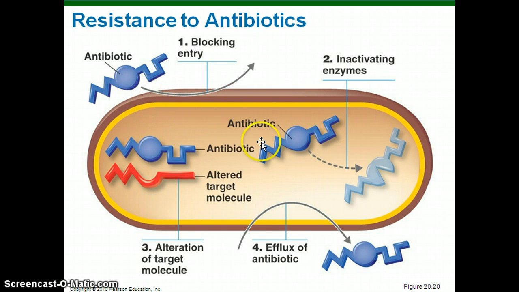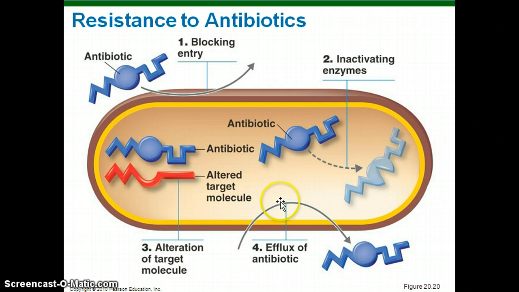Another thing it can do is it can inactivate enzymes. So the antibiotic does get into the cell, but the bacteria then can just make it not work. So it's inactive, the enzyme doesn't work anymore, and therefore there's no effect. The other thing it can do is alter its own target molecule that the antibiotic is against. So if you have an antibiotic that is against this target molecule right here, if it can change the shape of that, remember things are a lock and key fit, then the key will not fit the lock, and therefore there will be no result.